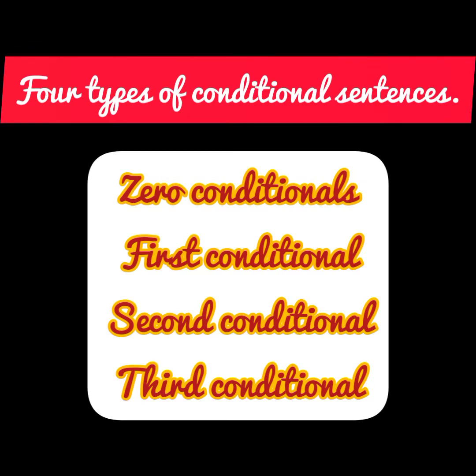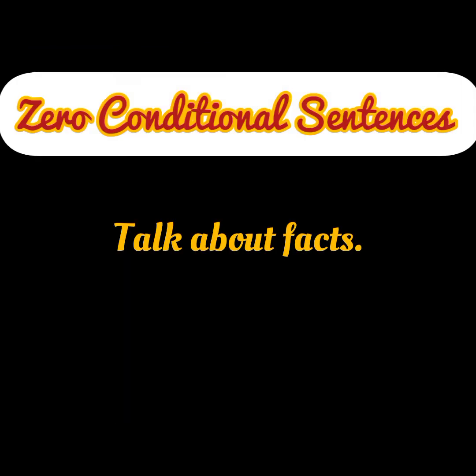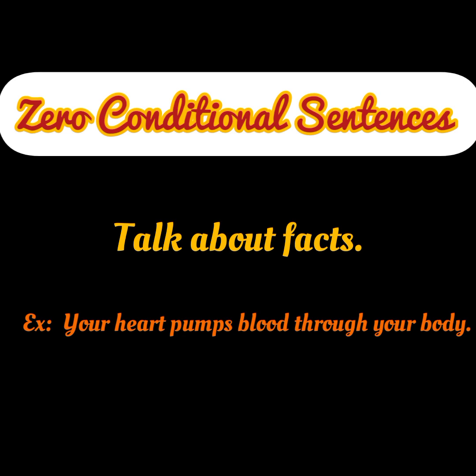There are four types of conditional sentences: zero conditional, first conditional, second conditional and third conditional sentences. Zero conditional sentences talk about facts. For example, your heart pumps blood through your body. We know that it's a fact.